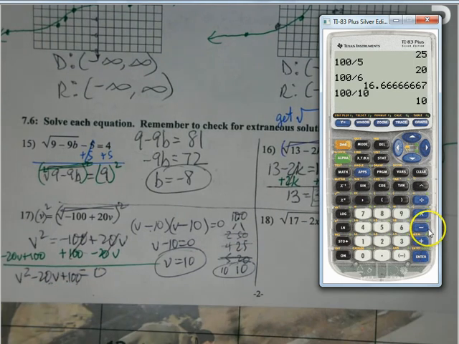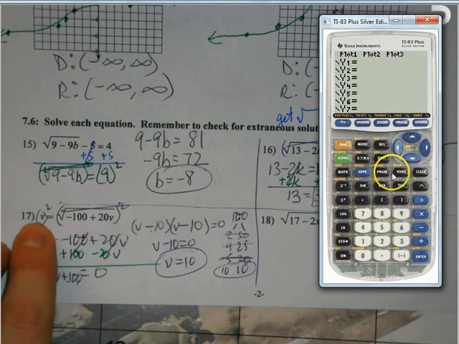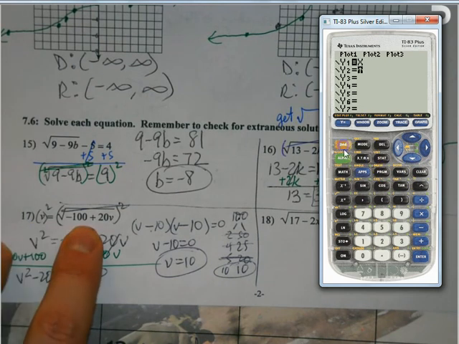Okay? What if factoring is not my thing? Is there a way just this once that I can avoid it? Yes. Okay, here's how this is going to work. I'm going to take my two sides of my equation. Now I don't have a v, so I'm going to use x. And then over here, I've got the square root of negative 100 plus 20x.